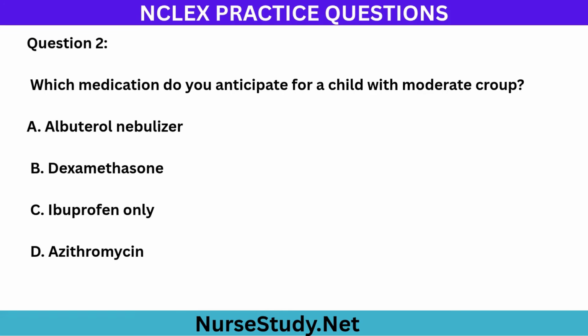Question 2. Which medication do you anticipate for a child with moderate croup? A. Albuterol nebulizer. B. Dexamethasone. C. Ibuprofen only. D. Azithromycin.